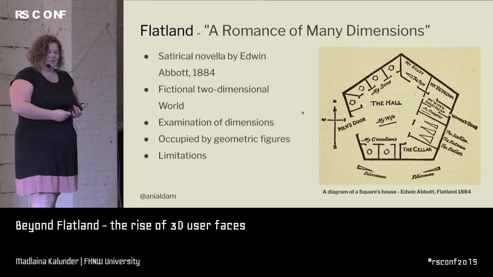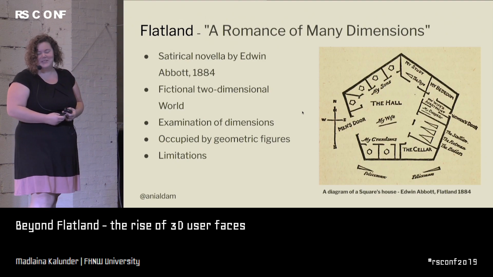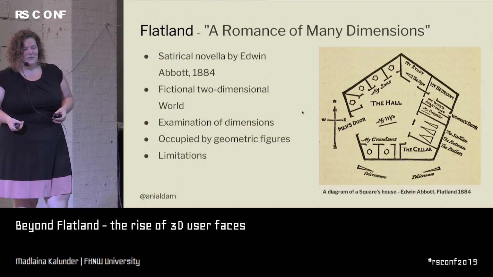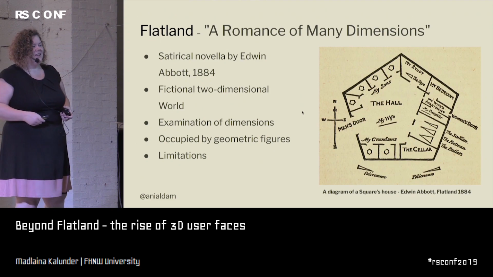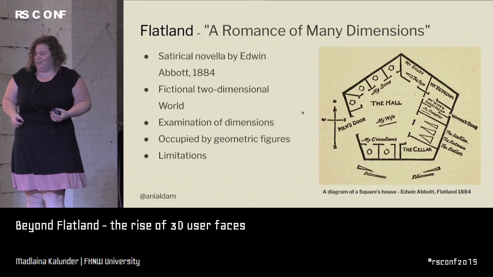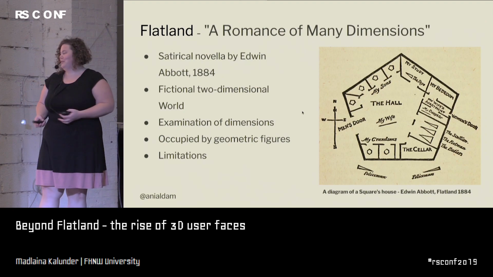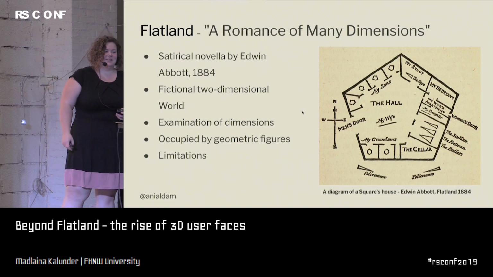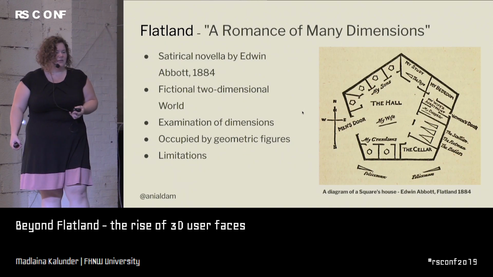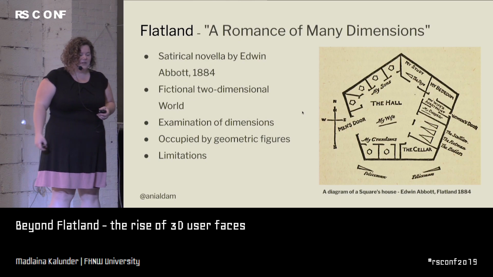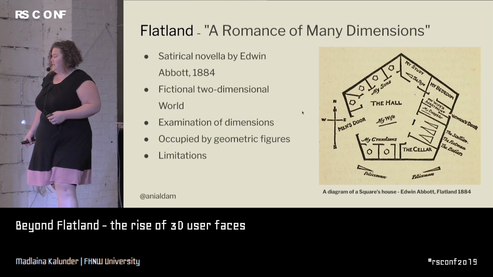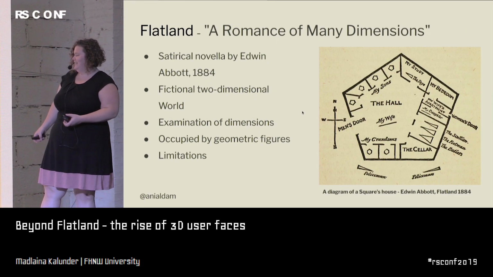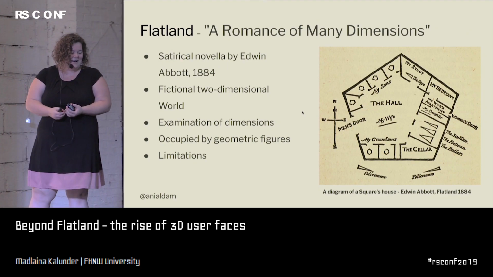It's also a social satire about the Victorian age, but at the same time it's really interesting to see what kind of problems you face when you take away one dimension and how to imagine how you could live in such a world. Here, for example, you see a diagram of a square's house. A square is usually a man, not of high class, just a regular person in this space. You can see that it's a polygonal-shaped house.